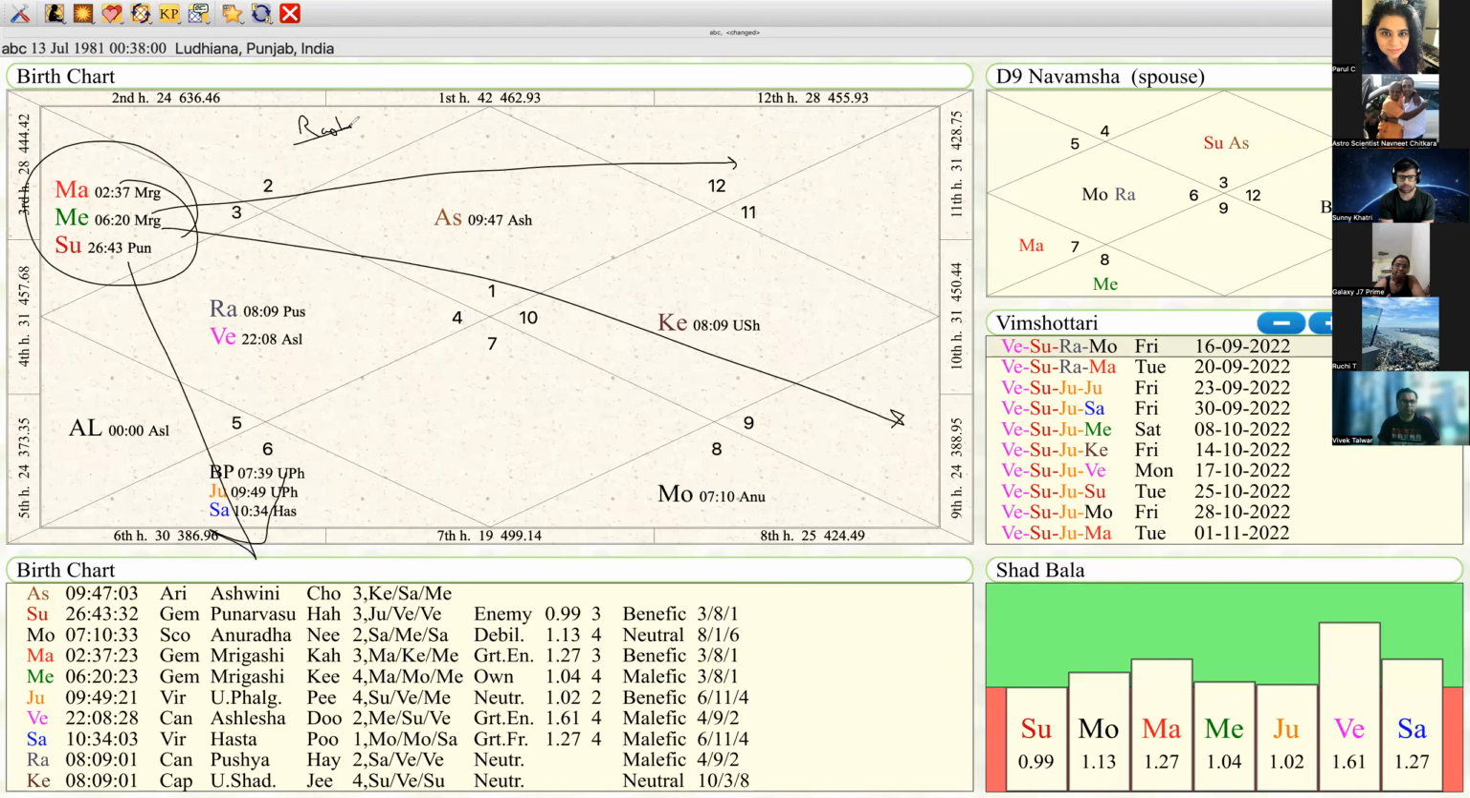Surya, the 5th Lord, is aspecting the 9th Lord. The 5th Lord is aspecting the 9th Lord. Also Mars, which is the first lord, is aspecting the ninth lord, making a Kendra Trikona Raj Yoga.